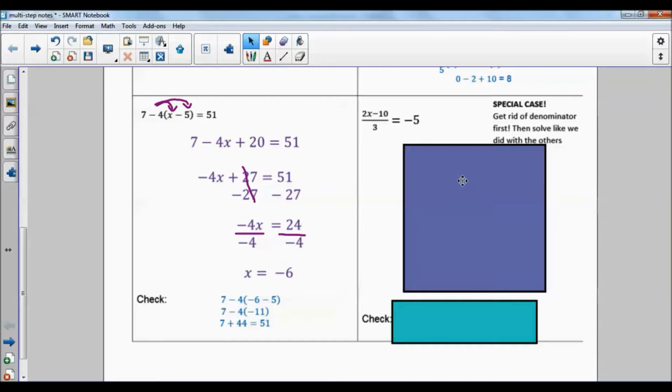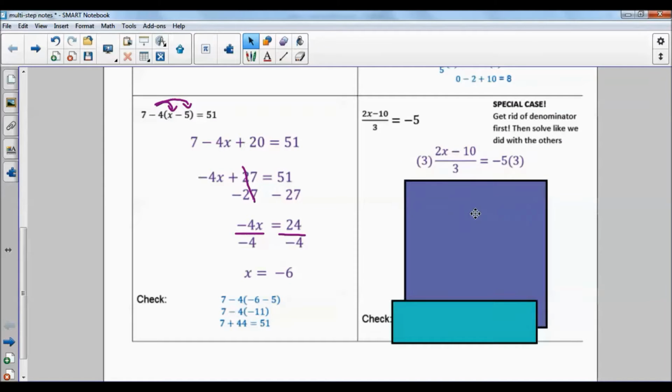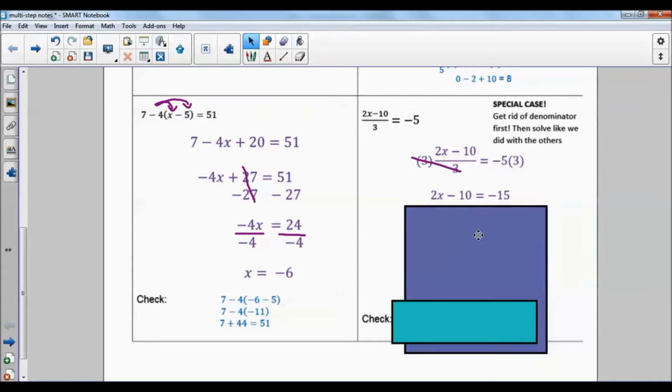So on both sides, I showed it here, I have my original fraction and I'm multiplying by 3 over here and multiplying by 3 on the other side of our equal sign. So this multiplying by 3 and this dividing by 3 are canceling out, and I'm left with just my numerator on that side. So I just have my 2x minus 10. On this side, when we multiply, negative 5 times 3 is negative 15. And now I have a two-step equation, right?